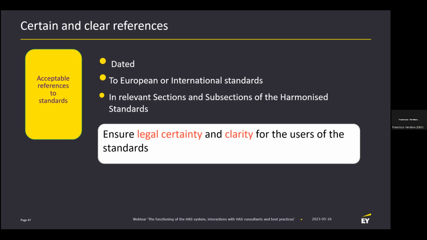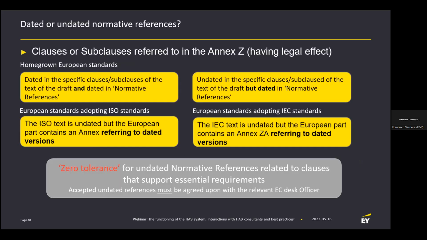And here I would ask my CCMC colleagues to go to the next slide. Here we have several examples of dated or undated normative references. In this case, we have a zero tolerance for undated normative references, as I said before, and the reason is clarity and legal certainty. So where shall we have the reference to be cited or to be dated?